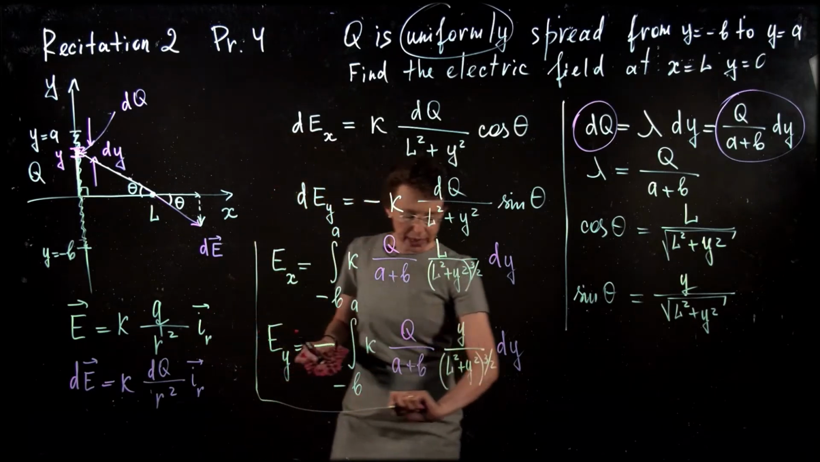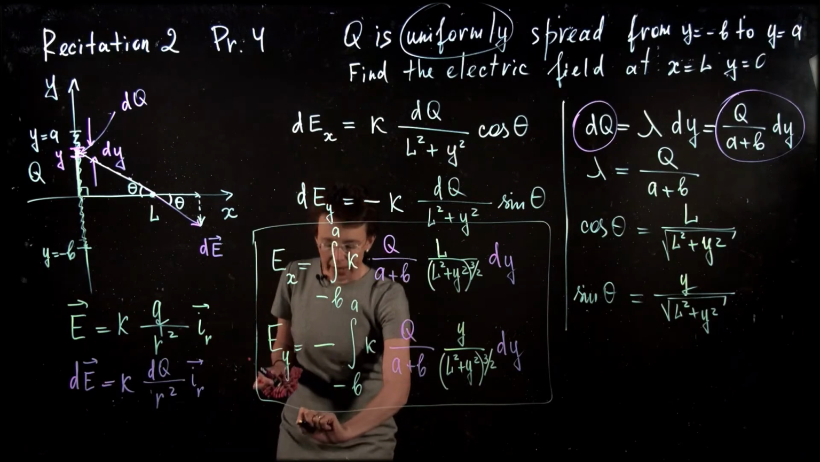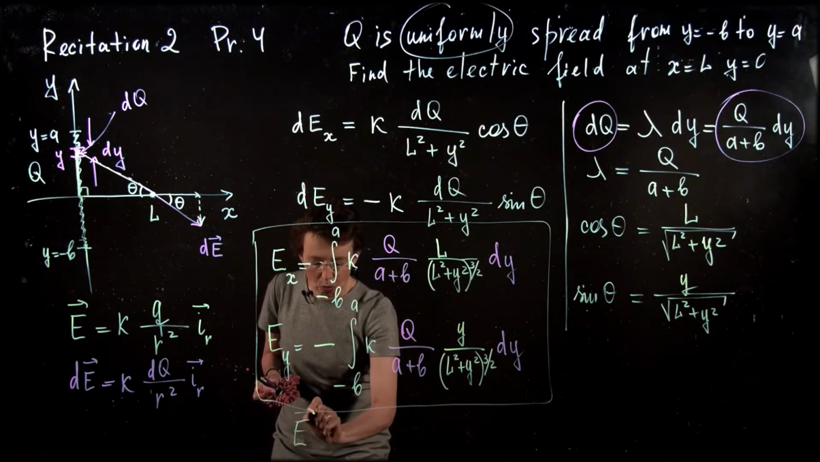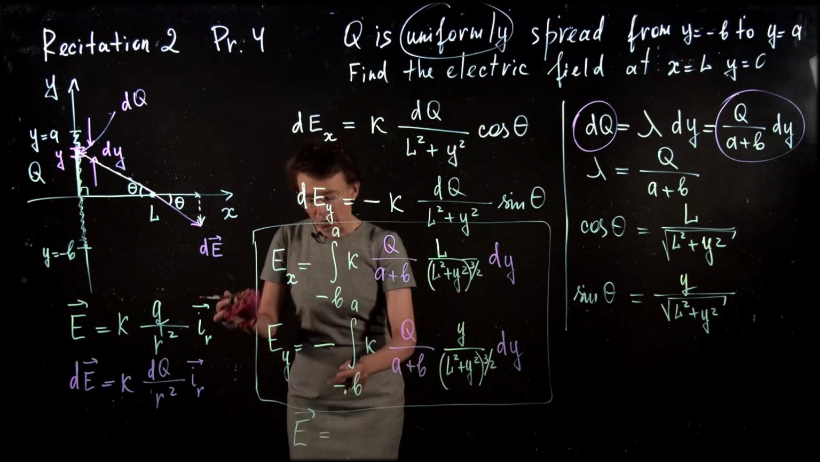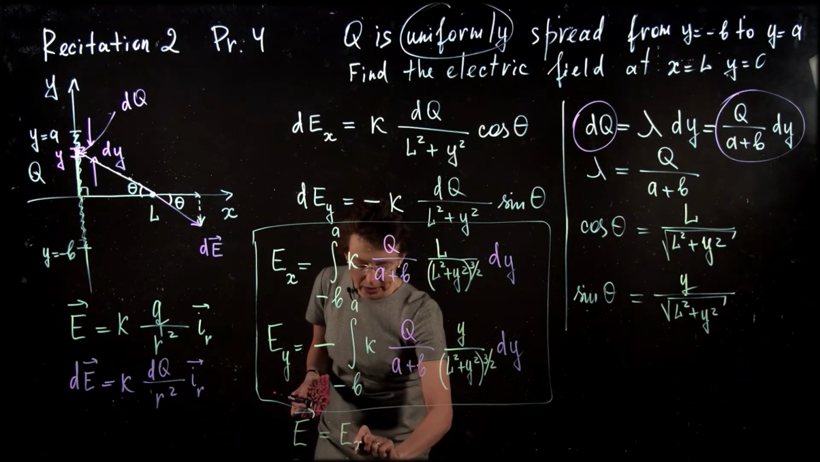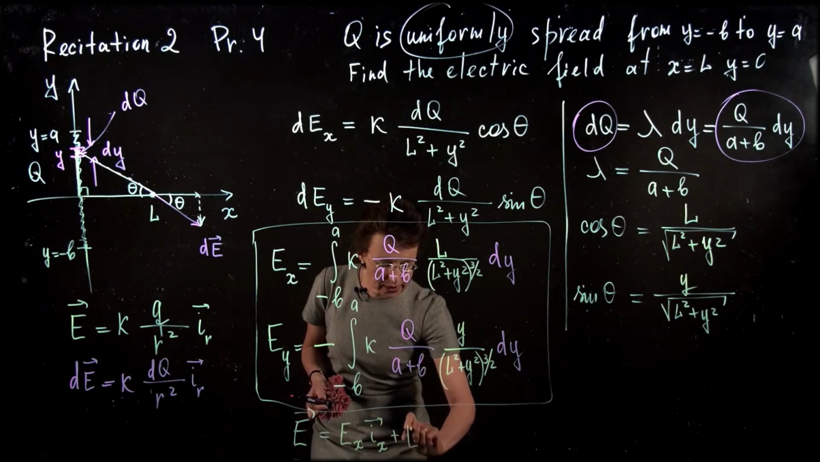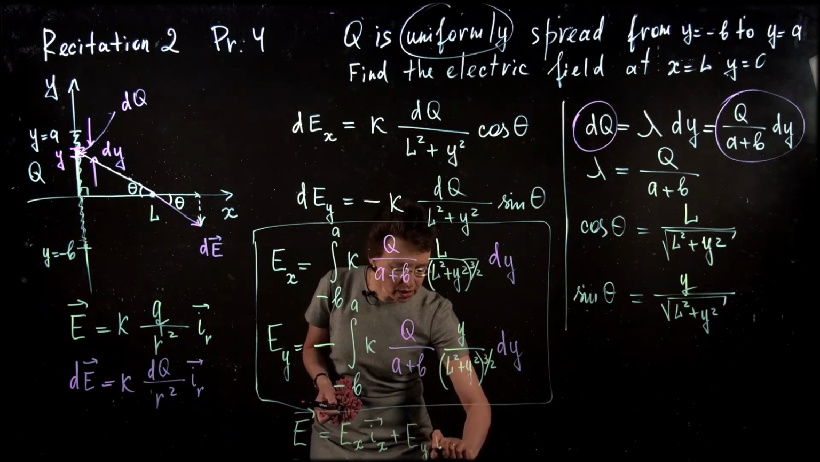So we found the x and y components of electric field, and we understand that if we know both x and y components, we know the resultant electric field. It will be Ex Ix plus Ey Iy.